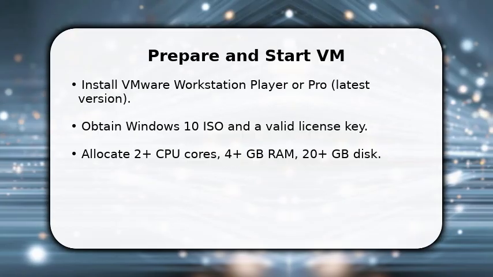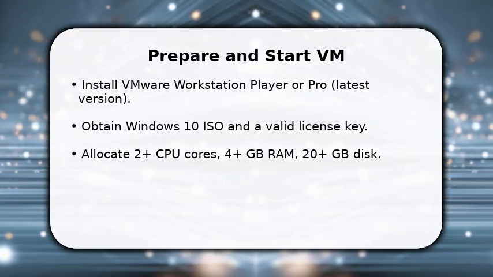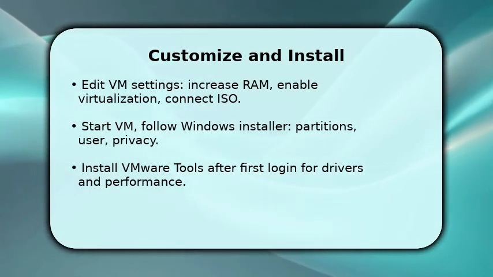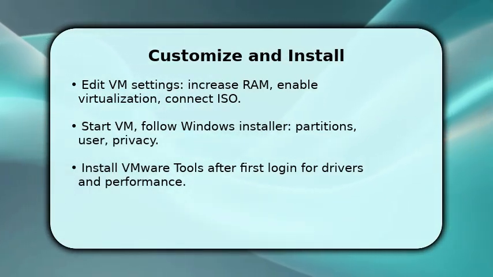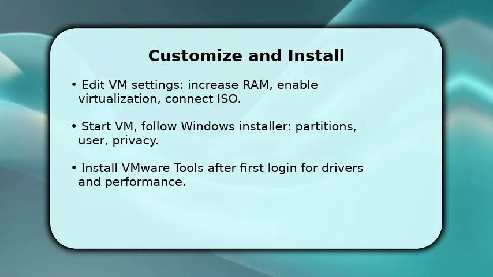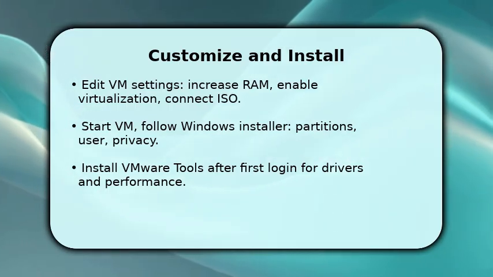You now tweak the VM to ensure smooth installation. Open Settings, increase RAM to 4 GB or more, allocate CPUs, and enable virtualization extensions if available. Once configured, power on the VM and follow the Windows 10 installer prompts. Choose Custom Install, create a single partition, and proceed.